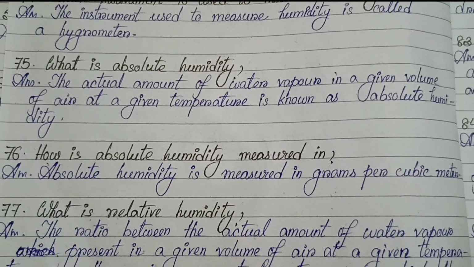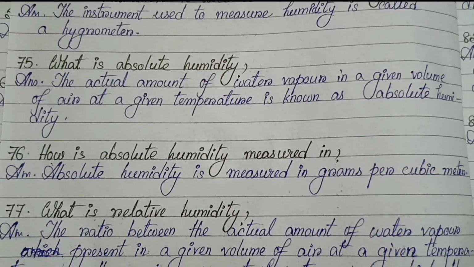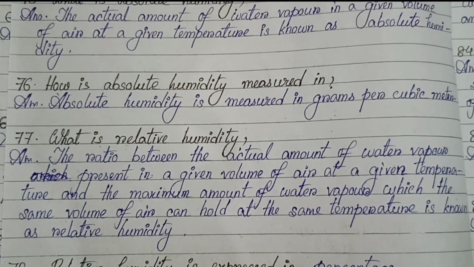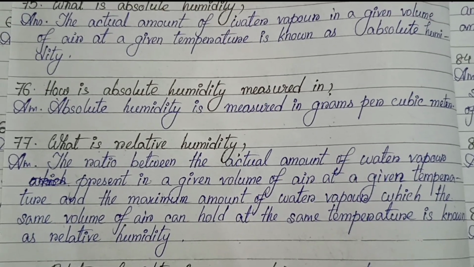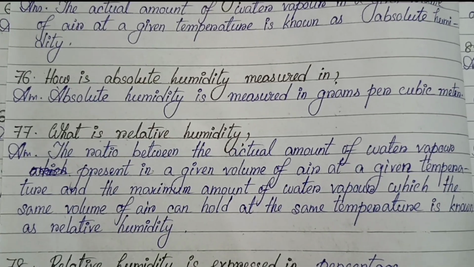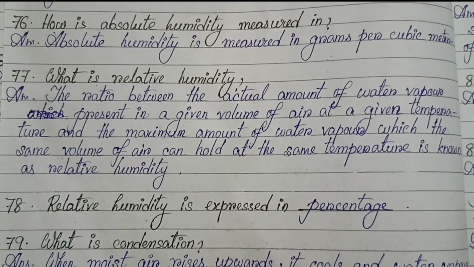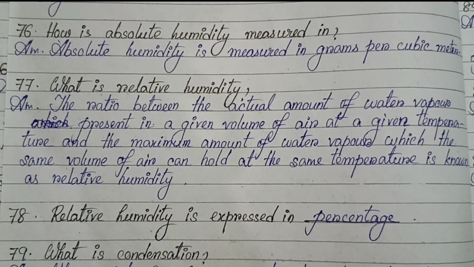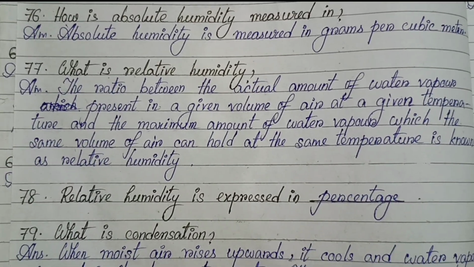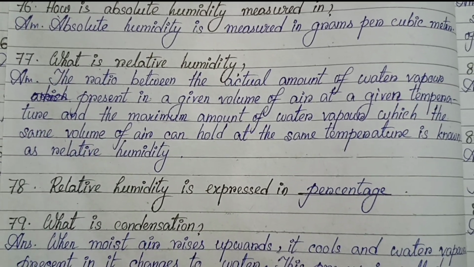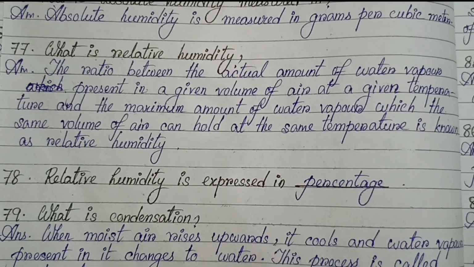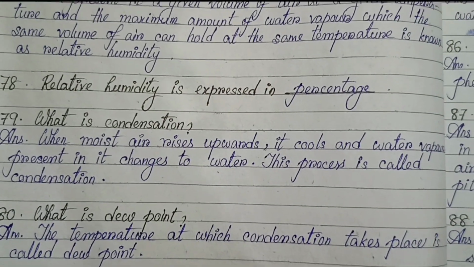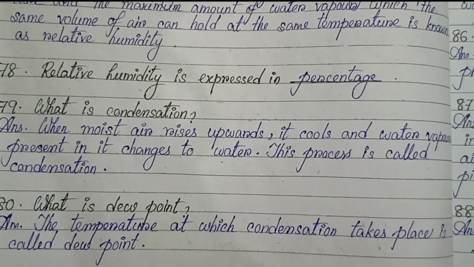75. What is absolute humidity? The actual amount of water vapor in a given volume of air at a given temperature is known as absolute humidity. 76. How is absolute humidity measured? Absolute humidity is measured in grams per cubic meter. 77. What is relative humidity? The ratio between the actual amount of water vapor present in a given volume of air at a given temperature and the maximum amount of water vapor which the same volume of air can hold at the same temperature is known as relative humidity. 78. Relative humidity is expressed in percentage.